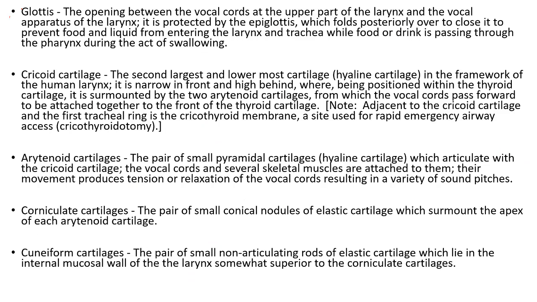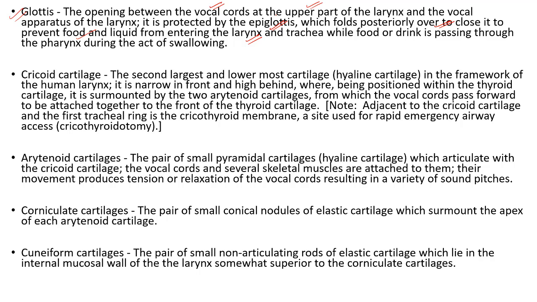Glottis is the opening between the vocal cords at the upper part of the larynx and the vocal apparatus of the larynx. It is protected by the epiglottis, which folds posteriorly over to close it to prevent food and liquid from entering into the larynx and trachea while food or drink is passing through the pharynx during the act of swallowing. So this is glottis.